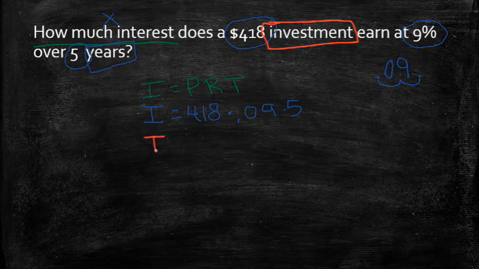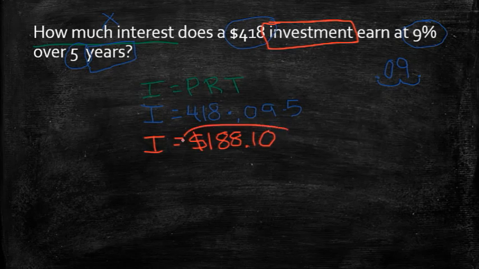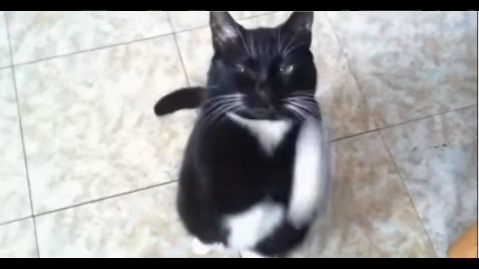Okay, so you should have gotten that the interest was, and don't forget your dollar sign because that's important, that's actually our unit. So you will need to make sure that your dollar sign is reflected in your answer when you take the test. So this means that on a $418 investment that earns 9% over 5 years, at the end of 5 years, the interest will be $188.10. Awesome job.